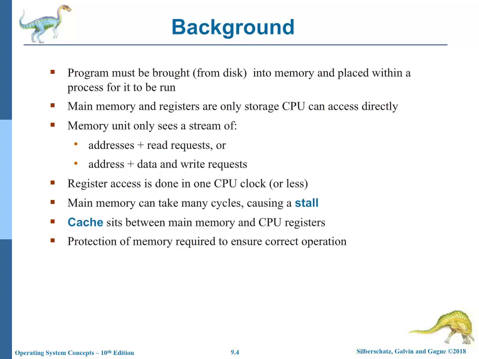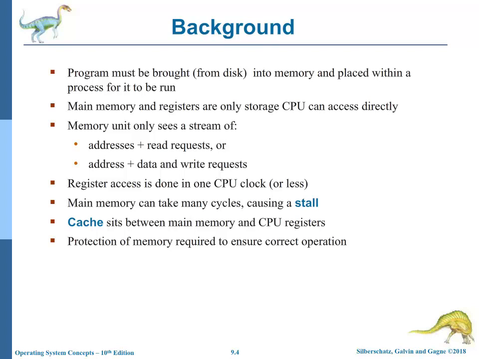Registers are built into each CPU core and are generally accessible within one cycle of the CPU clock. So accessing data stored in a register is very fast, requiring only one cycle of the CPU clock. Accessing main memory is slower. Main memory is accessed by a transaction on the memory bus. Completing a memory access may take many cycles of the CPU clock.